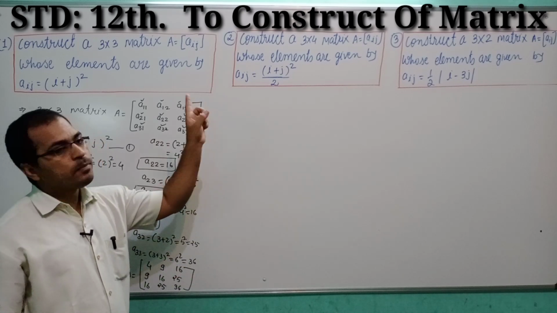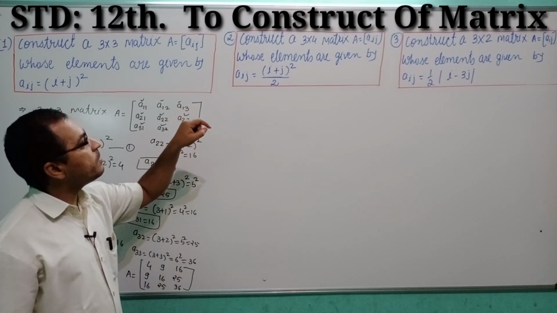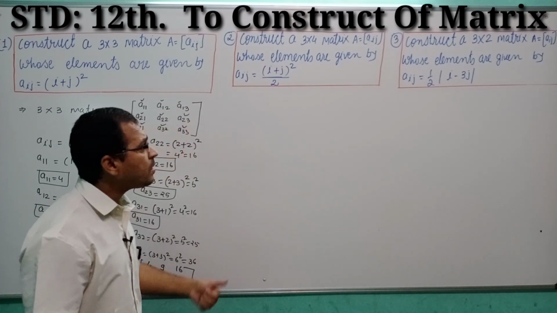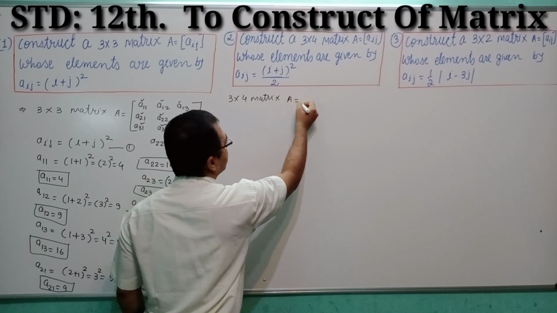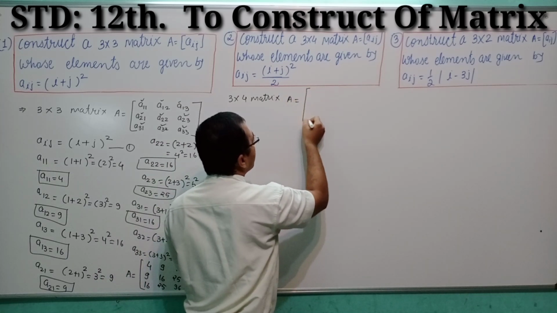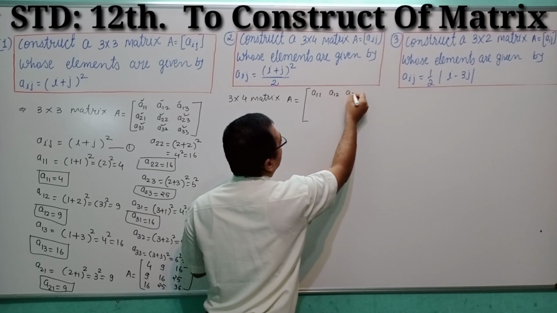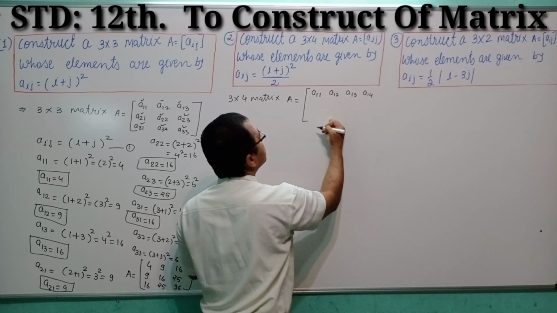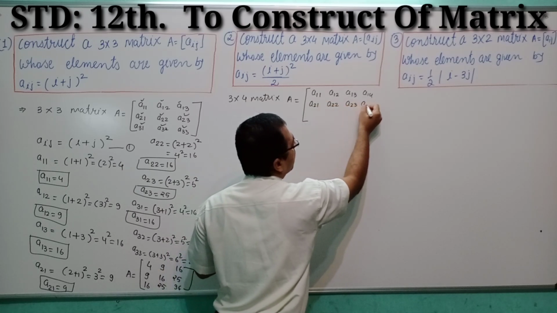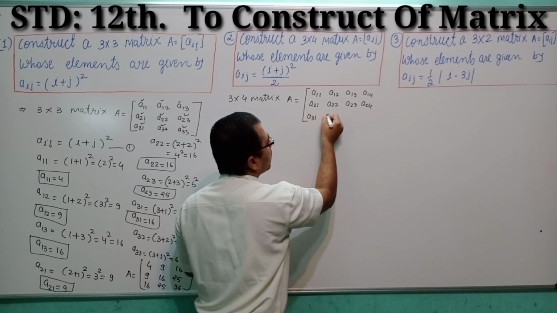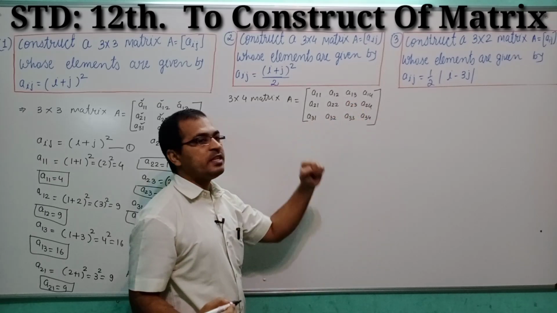Again here we have to construct a 3 by 4 matrix. It means there should be 3 rows and 4 columns in that matrix, whose elements are given by a_ij = (i + j) whole square divided by 2. So how can you write a 3 by 4 matrix? 3 rows and 4 columns. So first of all a11, a12, a13, a14, because there are 4 columns here, and a21, a22, a23, a24, a31, a32, a33 and a34. It means you will have to find all these elements.